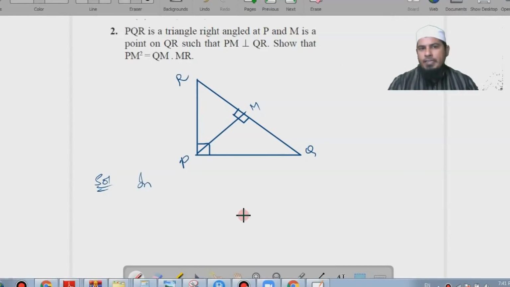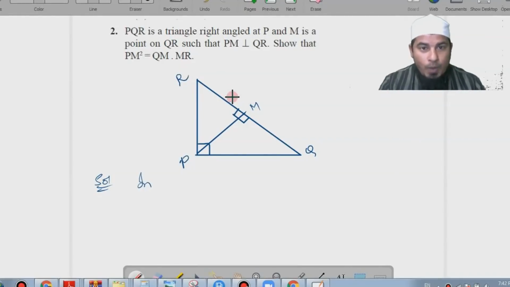Okay, let us do this question. So orally, if we discuss PM square, PM is in this right angle also, in this right angle also, and we need the right hand side, the sides are QM and MR, which are in both the right angles. So we have to apply Pythagoras theorem in both, and let us see what is going to happen now.